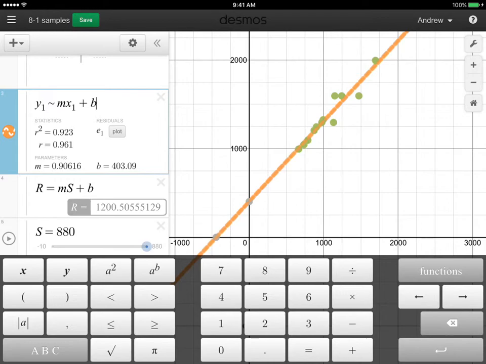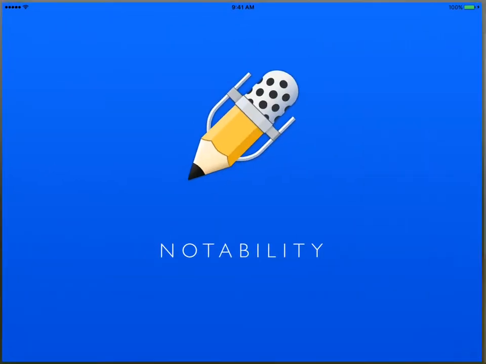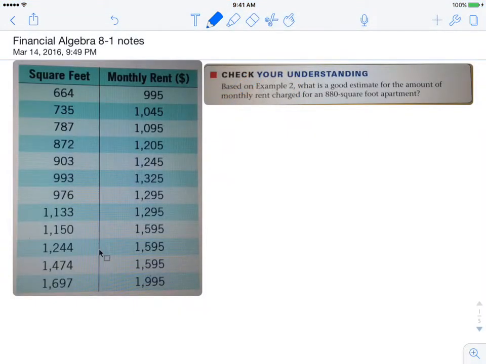So if I go back to one of the questions and the examples in your book, I'm just getting these from your book section 8.1. You'll see that it says something about, based on example 2, what's a good estimate for the amount of monthly rent charged for an 880 square foot apartment. Well, what we're going to do is use that line equation that we made, and we're going to use 880 square feet as our input, our x value.